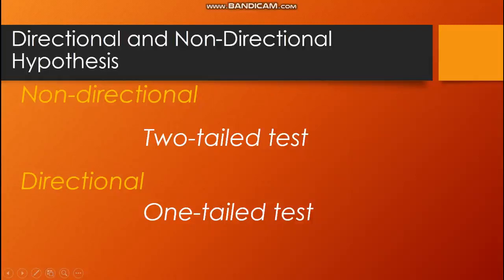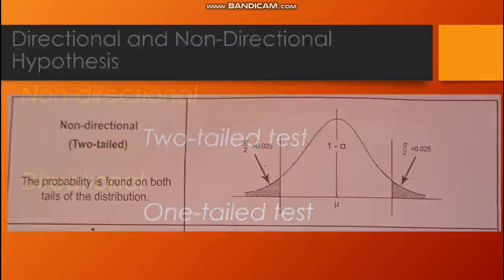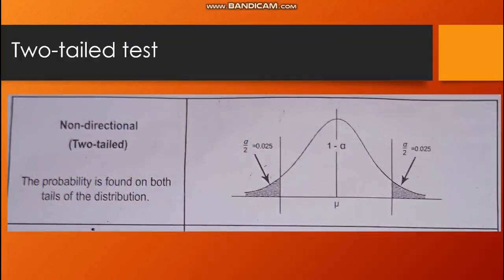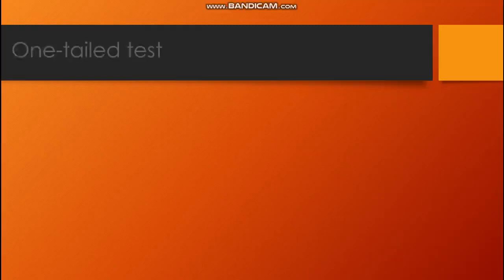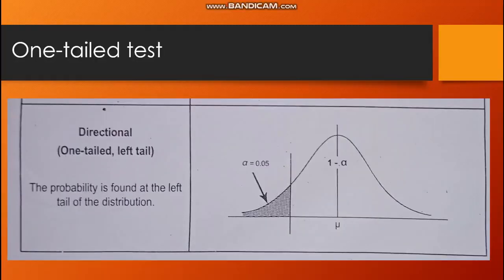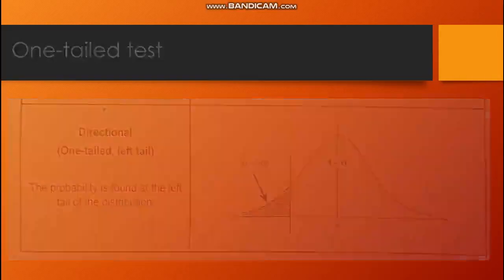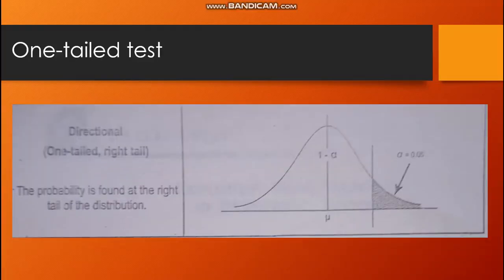And here are the graphical representations of the two-tailed test and the one-tailed test in the normal curve. We have for two-tailed test, non-directional to, the probability is found on both tails of the distribution. Naroon yung probability value na kung saan we reject the null hypothesis. At yung shaded region, naroon yung region na kung saan we can accept the null hypothesis. And for the one-tailed test, left tail, the shaded region, yun yung probability value that we reject the null. And for the right tail, directional, the shaded region to the right is the probability value that we reject the null hypothesis.